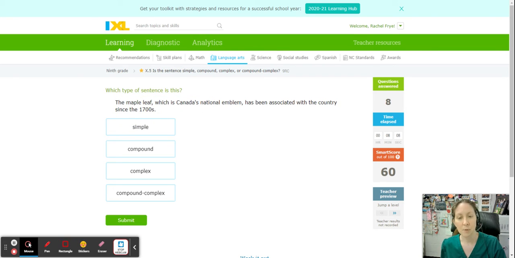Okay. The maple leaf, which is Canada's national emblem, has been associated with the country since the 1700s. Same exact structure. Leaf has been associated. That's my subject and my verb. Buried in the middle of them is this tricky little clause that says which is Canada's national emblem, which can be a needy word and a needy subject. Is my verb. Main idea, needy idea. It's complex.